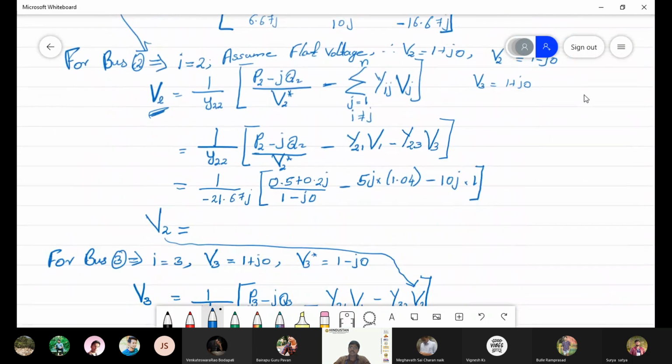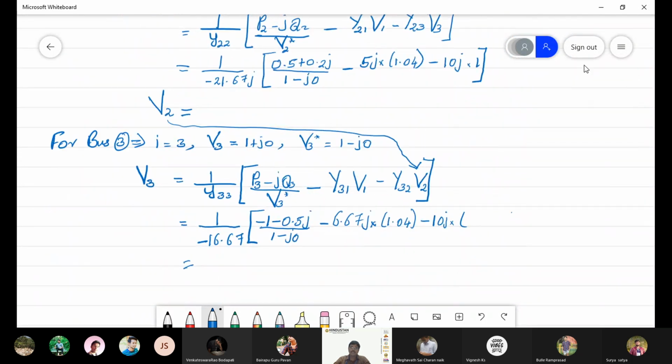If you want to do the second iteration, you can do it. There are no issues. Right here, if you have calculators, we can easily do it. What exactly is the answer? If anybody finds it, let me know. Please tell me the answer for V2 so that we can substitute here.